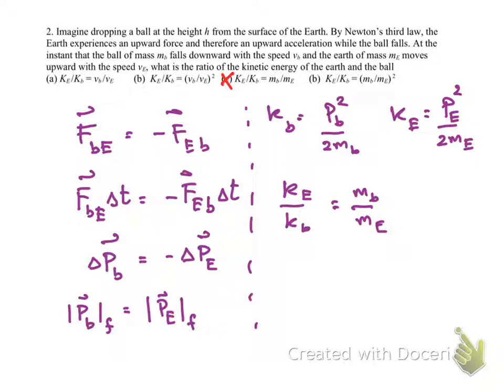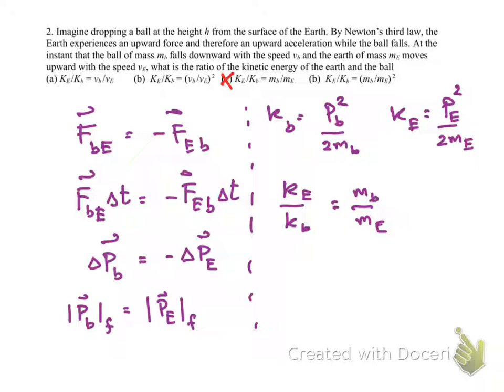Now, we assume that both the ball and the earth start from rest, so it means that the initial momentum is 0. So the change of the momentum of the ball is equal to the final momentum of the ball, and the change of the momentum of the earth is equal to the final momentum of the earth. And we are interested in the magnitude only, so we have this relation.